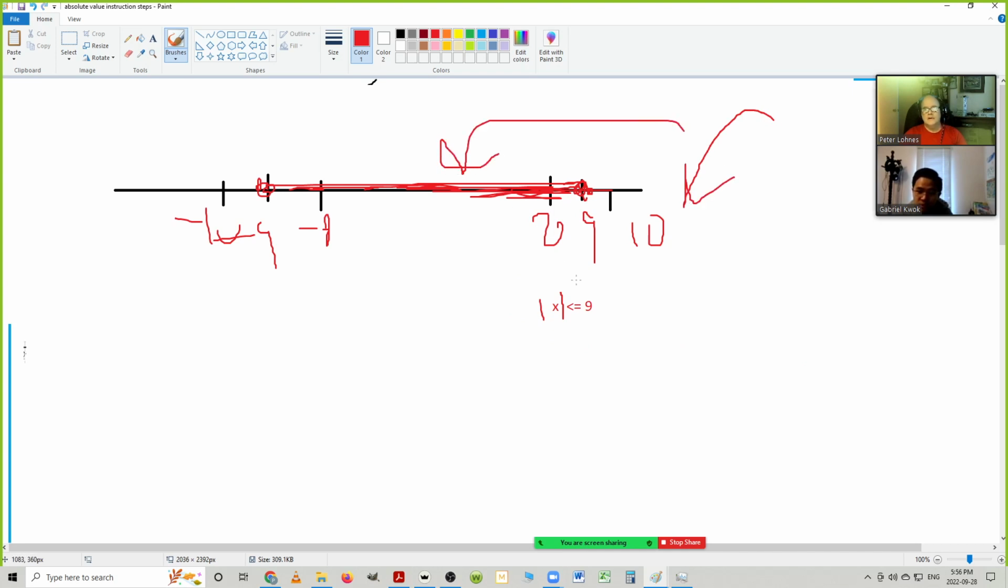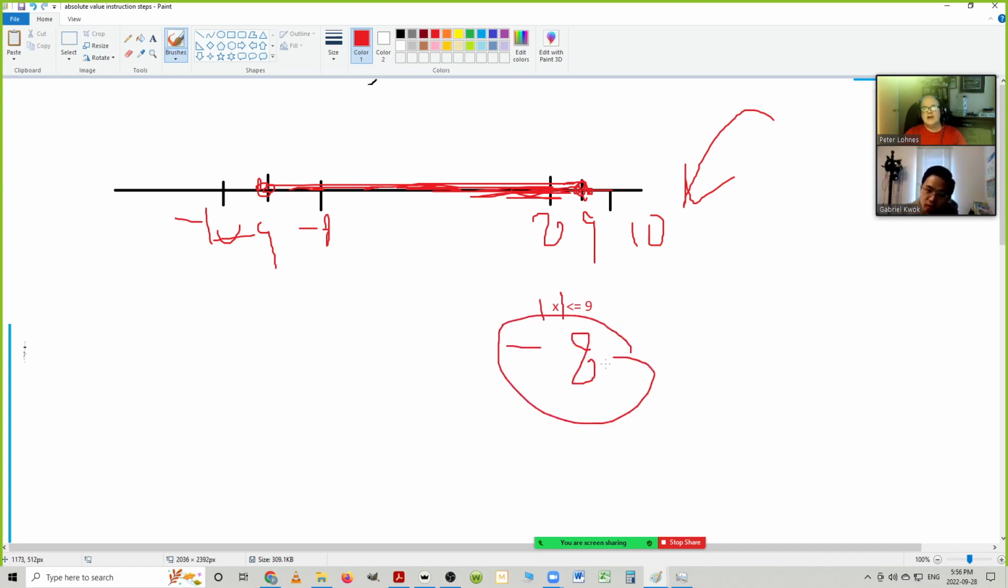So 10 and 8. Is 10 smaller or equal to 9? No. That's why it's not on the line. Is 8 smaller? You should try -8, because you're testing the absolute value.